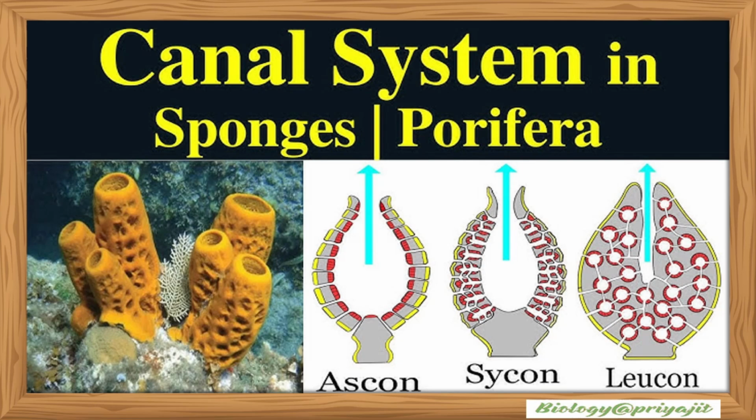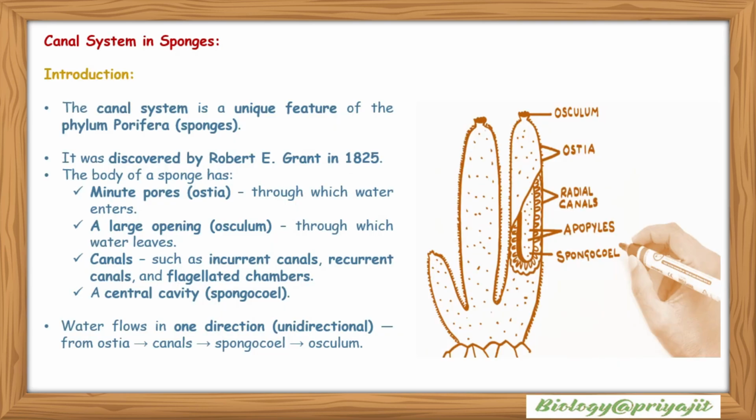Today we are going to explore one of the most fascinating features of Porifera, or sponge: the canal system. It's like the sponge's very own plumbing network, where water constantly flows in and out, bringing food and oxygen and carrying away metabolic waste. This system not only keeps the sponge alive but also makes it one of nature's most efficient filter feeders. So let's dive in and discover how this amazing water current system works inside these simple yet smart animals. Canal system in sponge.